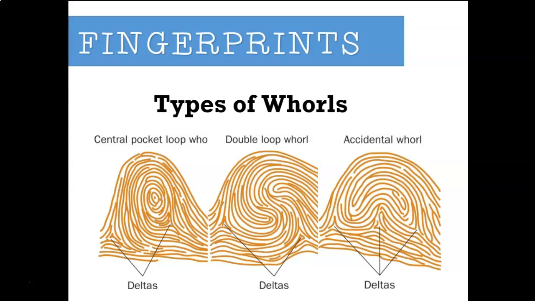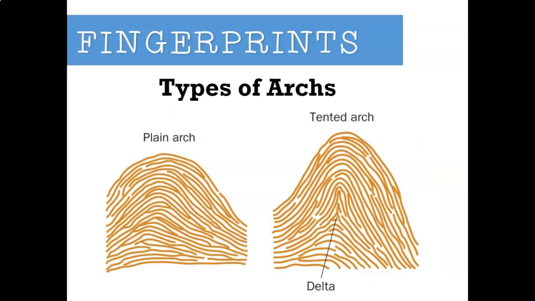And you can go even further. There are types of whorls like a central pocket loop, double loop, and an accidental whorl, and it determines where the deltas are and where the core is. You can see that the deltas are in different areas on these whorls, and the accidental whorl has 3 deltas, so it's just a matter of looking at the other components, like the minutiae, deltas and cores, to determine the general pattern. And then there are types of arches as well, a plain arch and then a tented arch, which you can see has a delta in the middle of it.